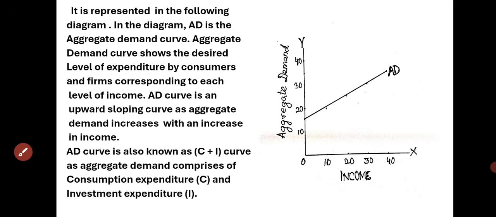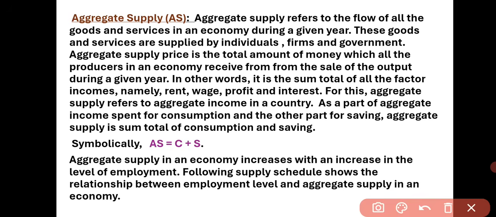what is aggregate supply. You see, what is aggregate supply? Aggregate supply refers to the flow of all the goods and services in an economy during a given year. How many goods and services flow in an economy during a particular period of time, that is known as aggregate supply. These goods and services are supplied either by individuals, firms or government. Aggregate supply price is the total amount of money which all the producers in an economy receive from the sale of the output during a given year.